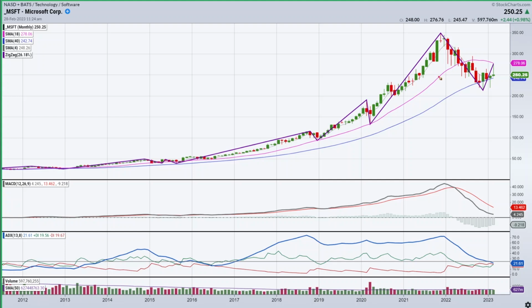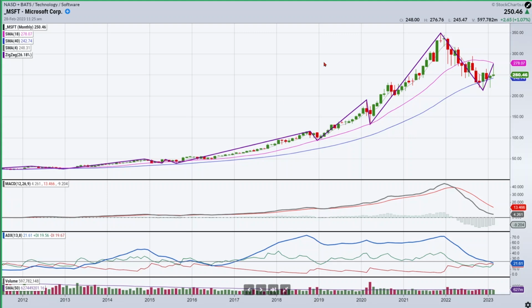Now, you could argue that this was a deep pullback after this move to the upside, and we've only retraced maybe about half of that move after a deep decline. So maybe you could say that the trend is in question, but when we look at it from a zigzag standpoint, we don't have any proof yet. This hasn't turned down. We haven't made a lower high. All we have right now is higher highs and higher lows.